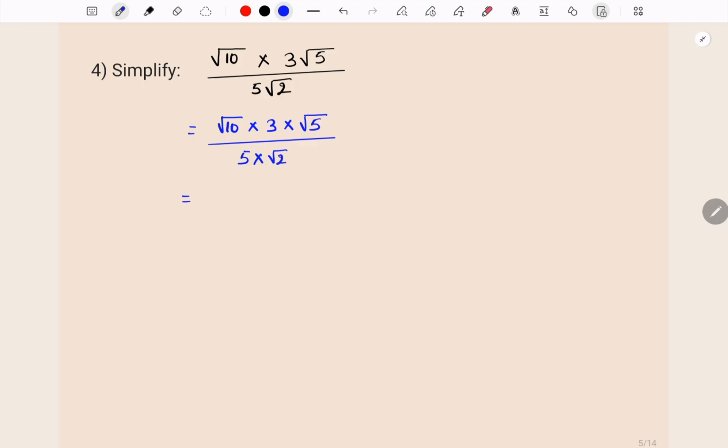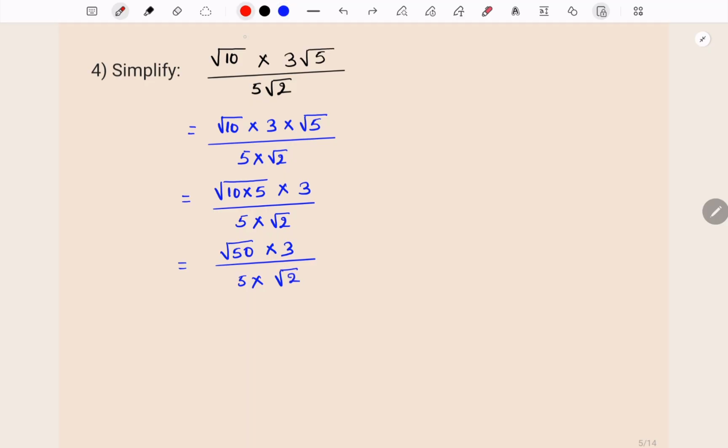Now let's multiply. In the numerator we have root 10 times root 5. So that is 10 times 5 in the same square root symbol, and then we have multiplied by 3. And in the denominator we have 5 times root 2. Now in the numerator we have root 50. 10 times 5 is 50. 50 multiplied by 3, and we have 5 times root 2.